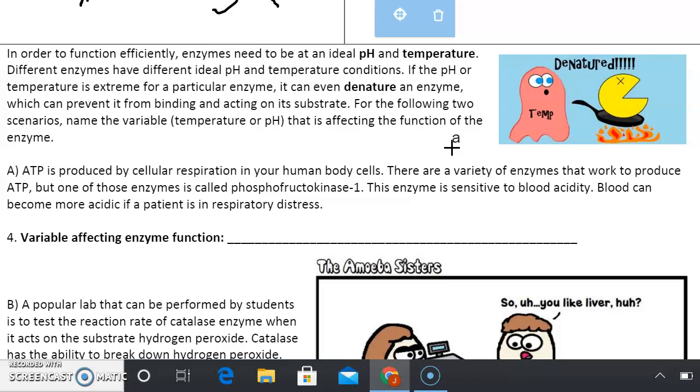So denatured means that something has caused its shape to change. Its environmental conditions have caused the shape to change. It has denatured. So it denatures an enzyme, which can prevent it from binding and acting on its substrate.